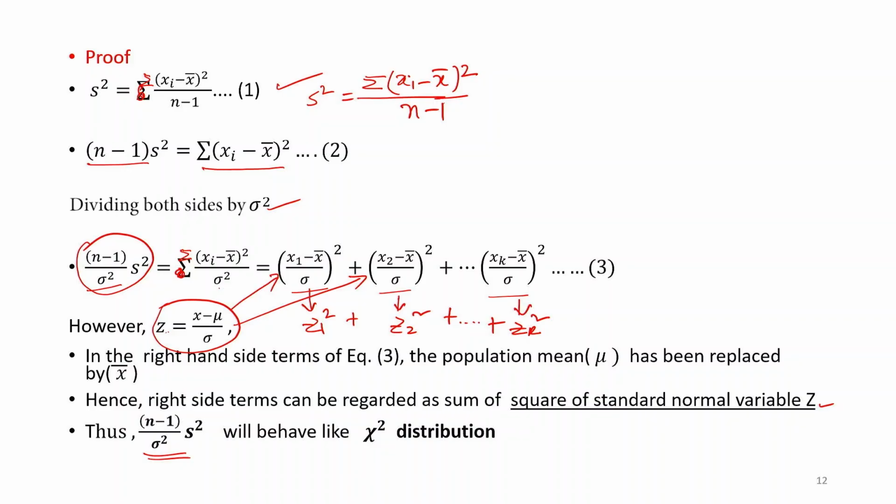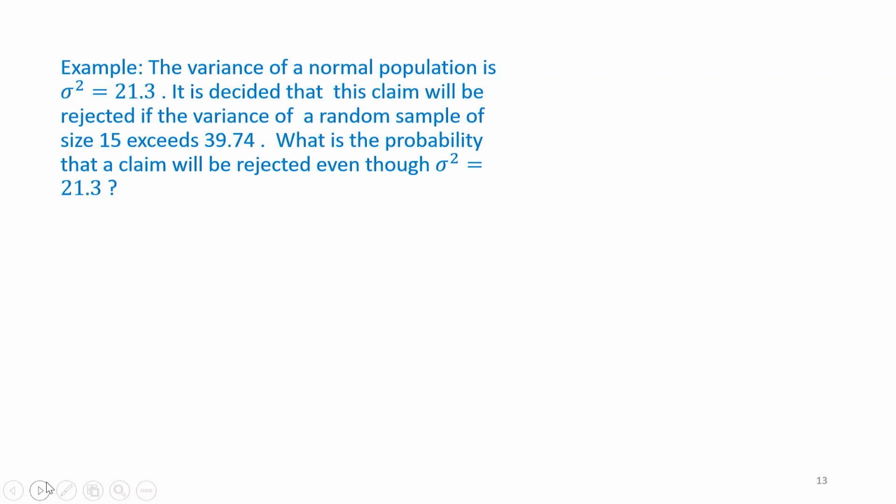So this ratio follows the chi-square distribution, and we can compare the variability by using this particular ratio n minus 1 a square by sigma square, because we know this is going to follow the chi-square distribution. Now we will solve a problem to understand it better.